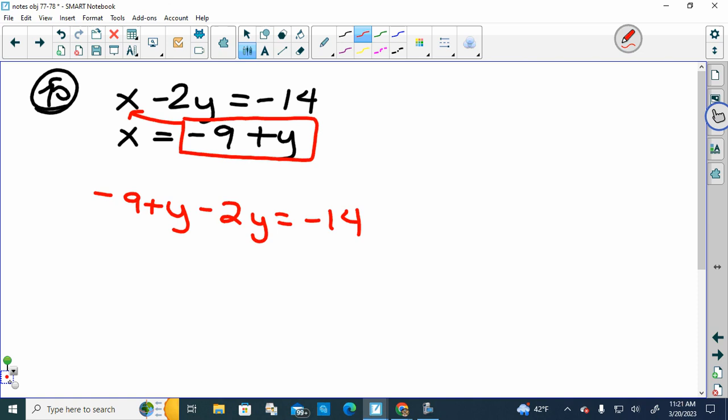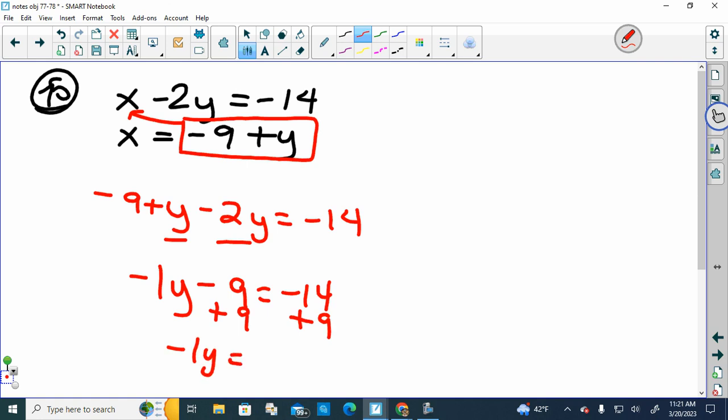Okay, so now we combine our like terms. So I have a positive 1 and a negative 2, so that'd be a negative 1, right? And then I've got the negative 9 equals negative 14. Okay, so then I add 9, so now I have a negative 1y equals a negative 5. Okay, my y is not by itself, so it's just going to switch that negative 5 to a what? Positive 5, because negative divided by negative. Okay, so I have my y actually first.